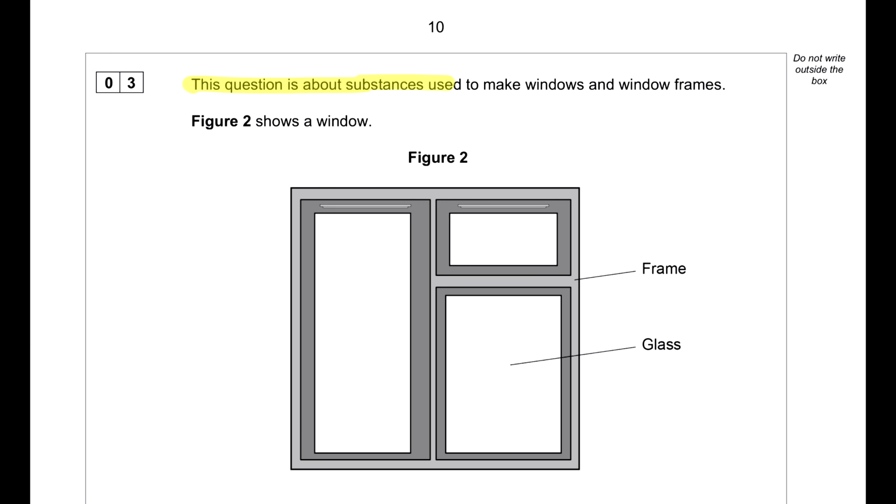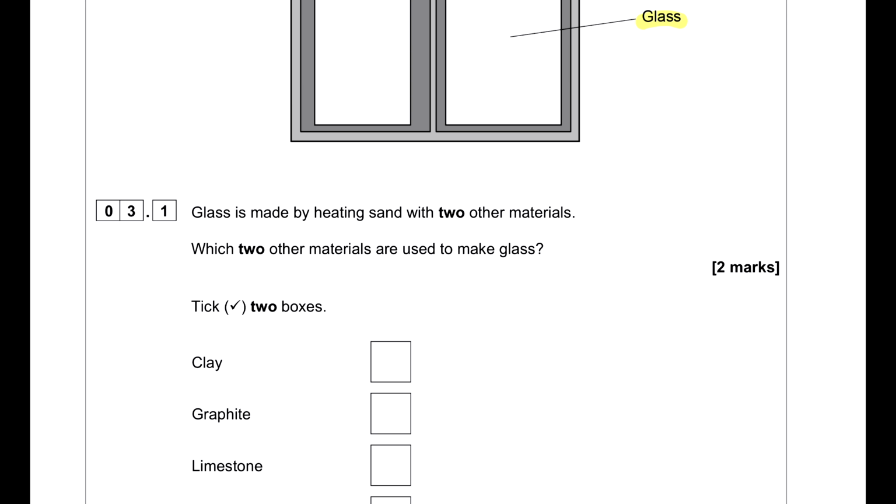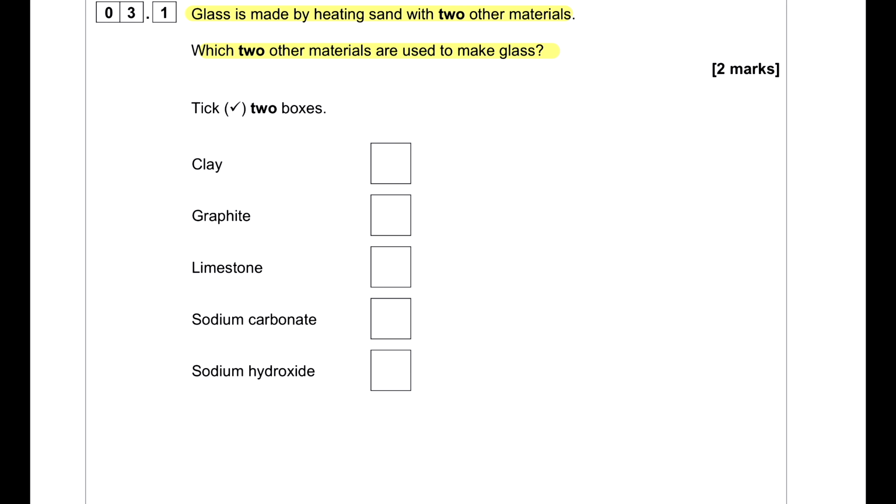This question is about substances used to make windows and window frames. Figure 2 shows a window. So you can see the frame, glass. Glass is made by heating sand with 2 other materials. Which 2 other materials are used to make glass? So glass requires limestone and glass also requires sodium carbonate.